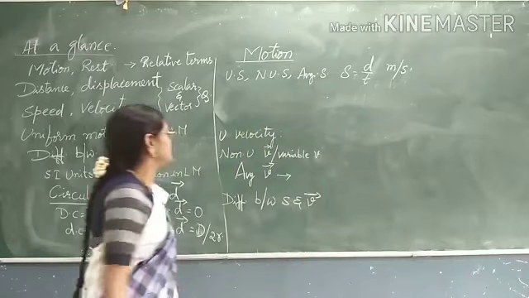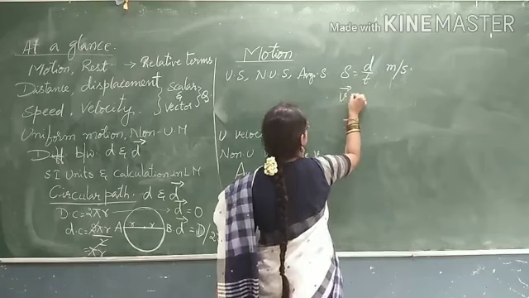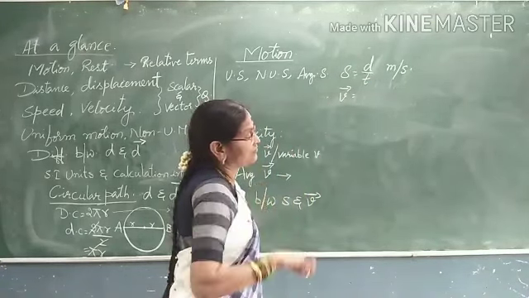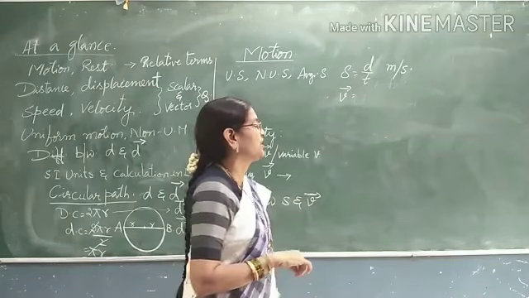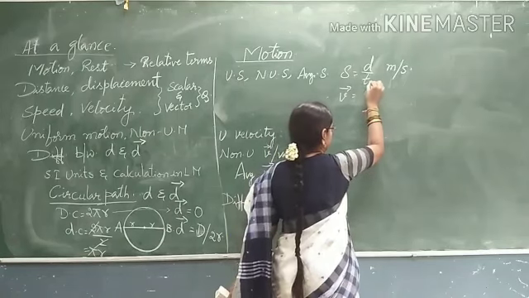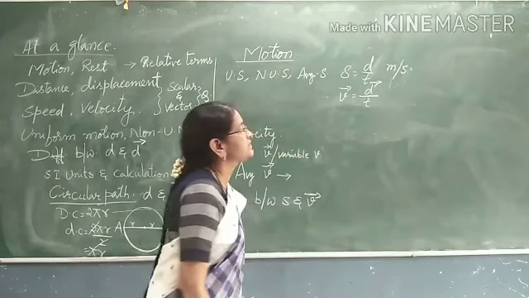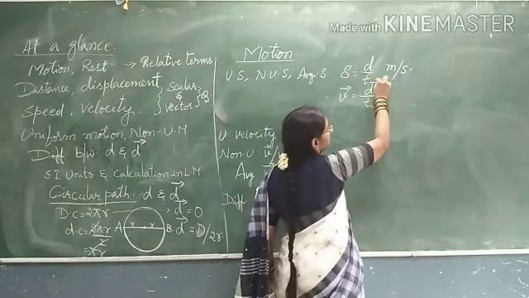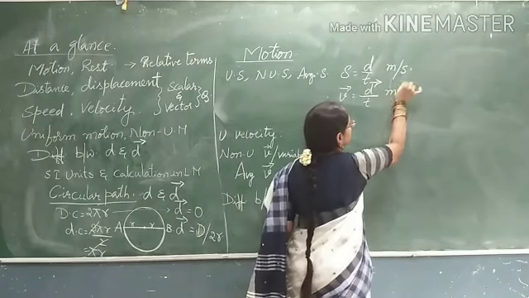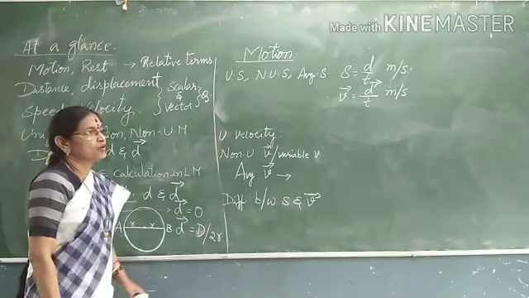Now coming to velocity. What is velocity? We discussed yesterday. Velocity is the displacement in a particular direction, if a body is changing its position, or the rate of displacement in unit time, is called velocity. Since displacement is a vector quantity, velocity is also a vector quantity, and the SI unit is meter per second.